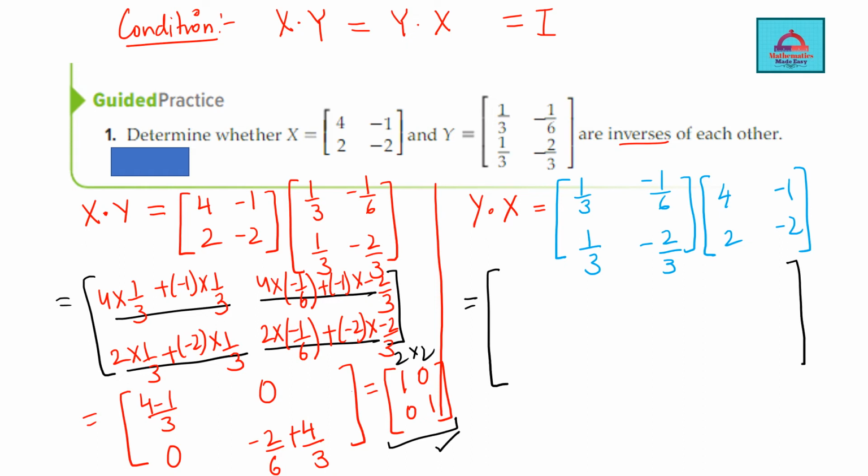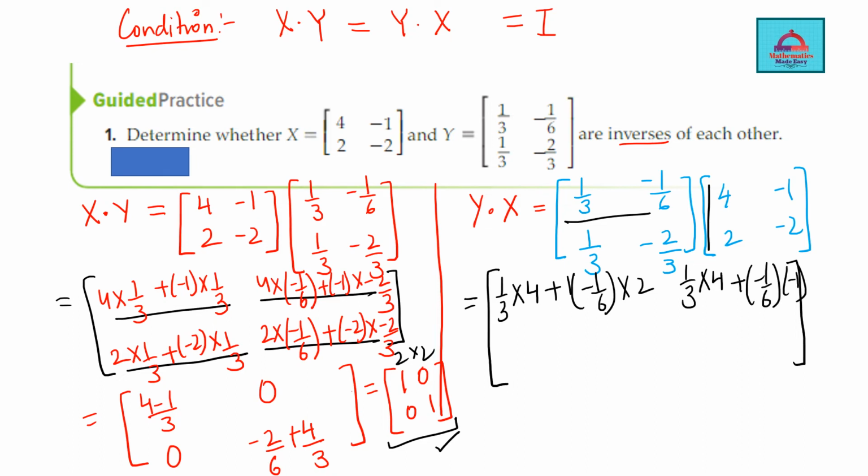We can't be sure till we find this. So this row with this column gives you 1 by 3 with 4 plus minus 1 by 6 with 2, that's the first element. Then 1 by 3 with 4 plus minus 1 by 6 with minus 1. Then 1 by 3 with 4 plus minus 2 by 3 with 2. And last but not the least, 1 by 3 with minus 1 plus 2 times 2 by 3.